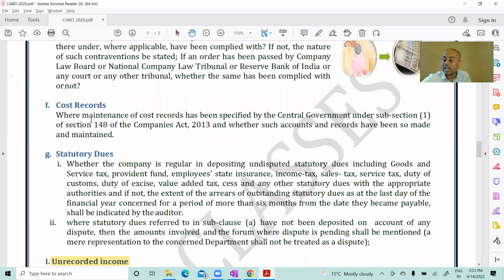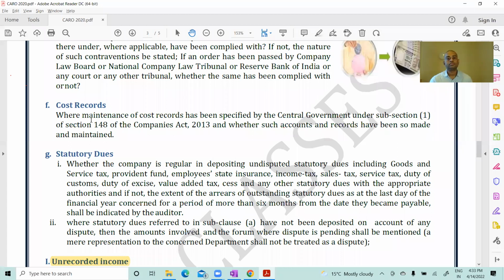What will I do? I will ask, dear company, whether there is any order on you to maintain books of account. Yes, sir. So are you maintaining cost records? Yes, sir. Show me. This is cost records. So am I verifying the contents? No, this is cost records. Okay. The company is maintaining cost records.